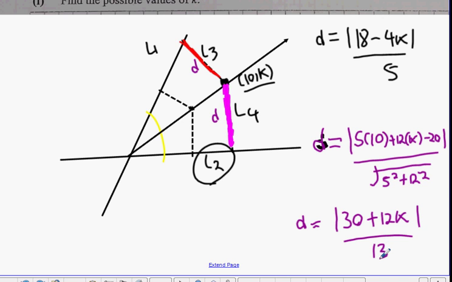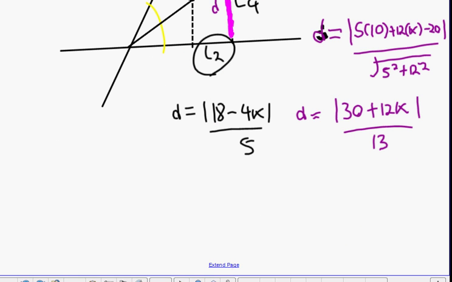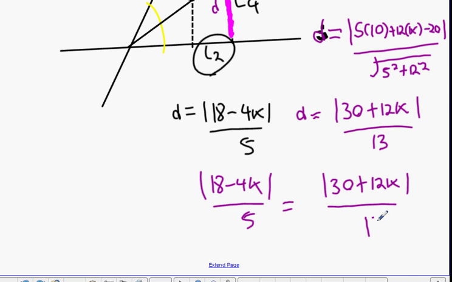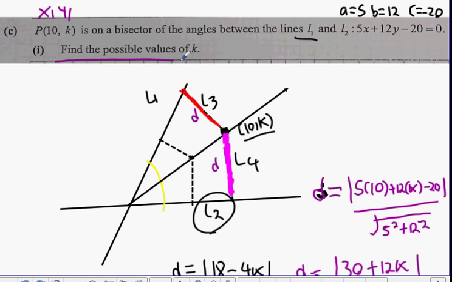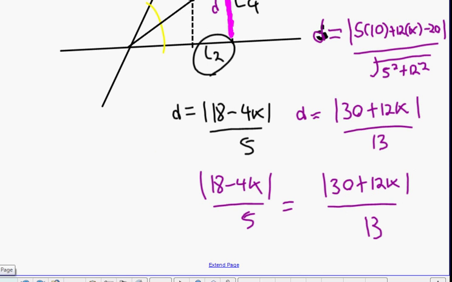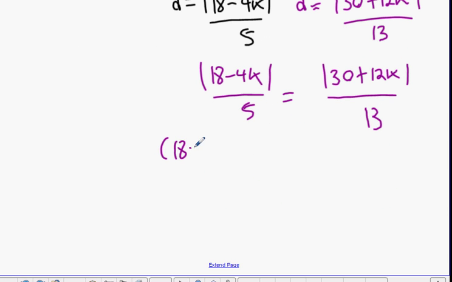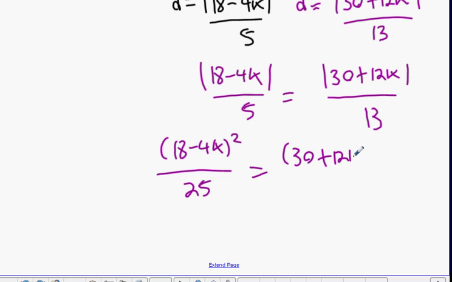Okay, we said those two distances are the same, didn't we? So, drag it down. Now these two are going to be equal to each other, would you agree with that? So 18 minus 4k over 5 is the same thing as 30 plus 12k over 13. What does that suggest? Possible values, plural. What type of equation? Currently we have a linear looking system, don't we? What would that suggest? Suggests square both sides. Okay? So it's 18 minus 4k squared over 25, and the other side, 30 plus 12k over 169.